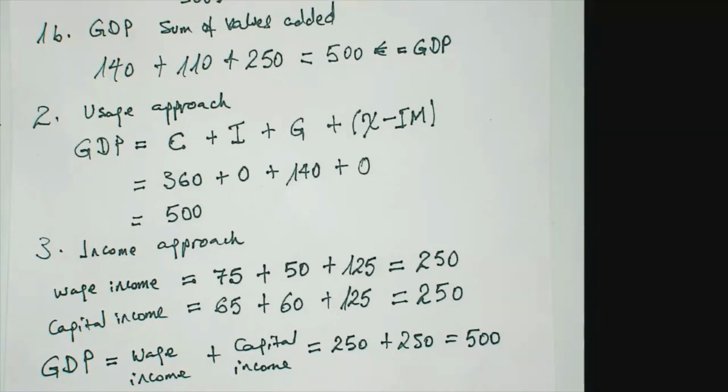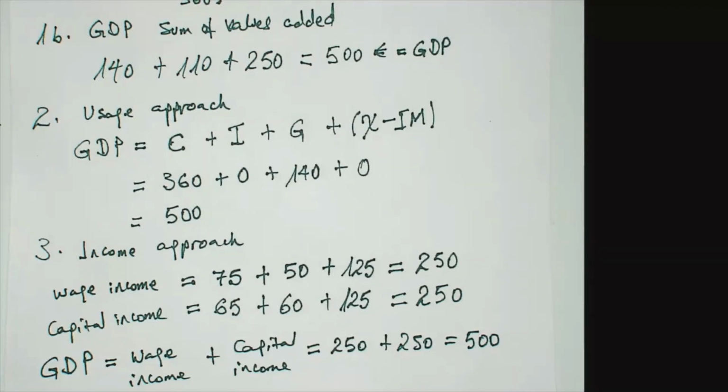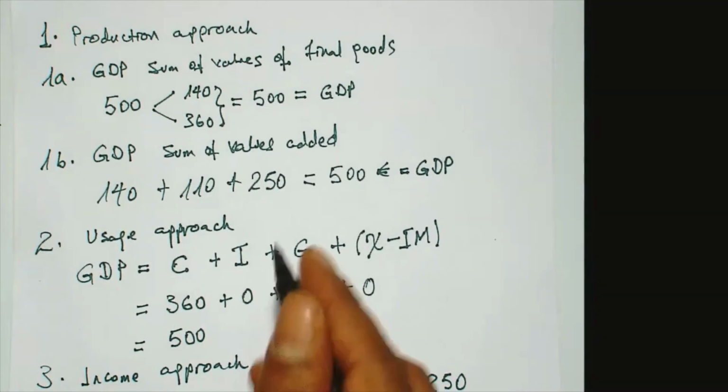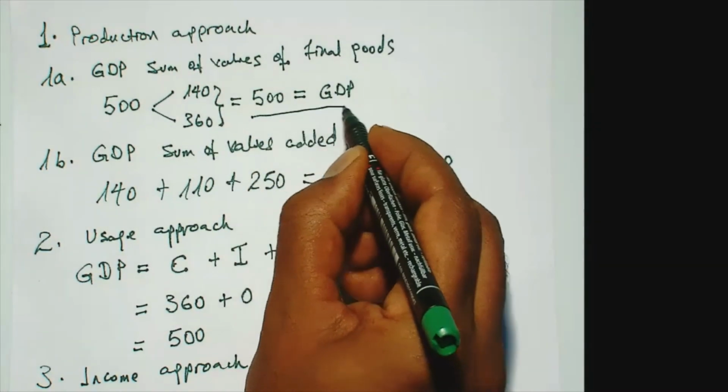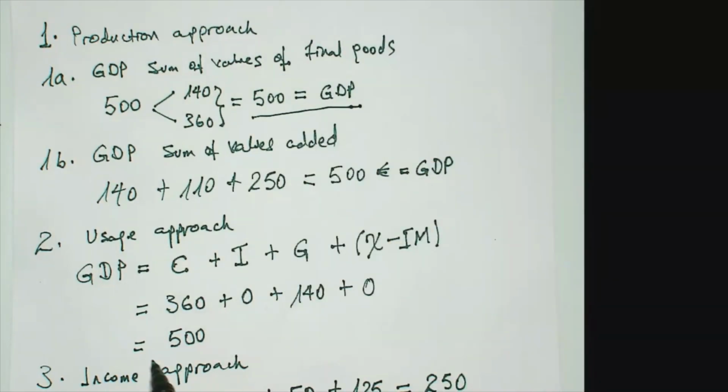So as we have seen, within the three approaches, we are having a similar value of 500 euros for our GDP.